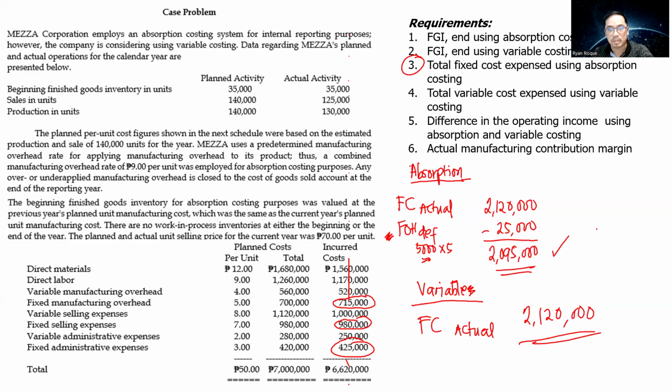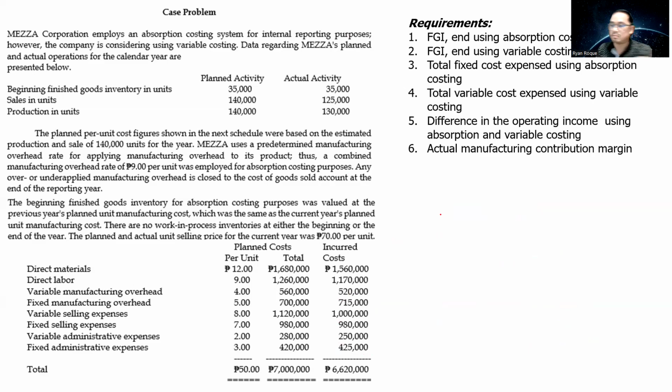How much this time would be the total variable cost expense using the variable costing method? In this case, we just have to identify all the variable costs that would be expensed. First, with regard to the number of units sold, the variable manufacturing cost includes your DM, DL, and variable overhead, which is 25 pesos per unit. And remember, we are able to sell 125,000 units times 25. That would be your variable manufacturing cost to be expensed.